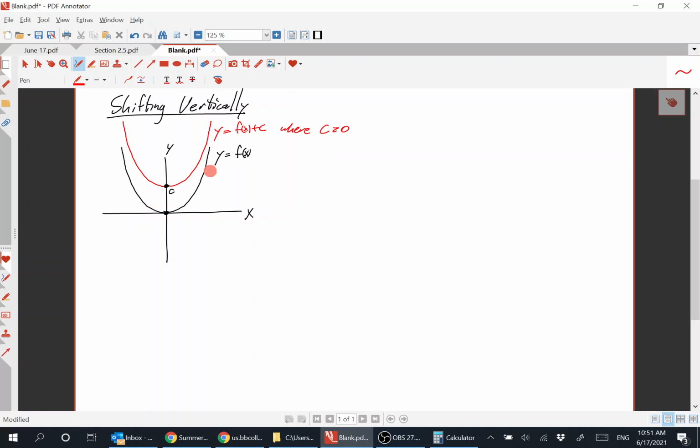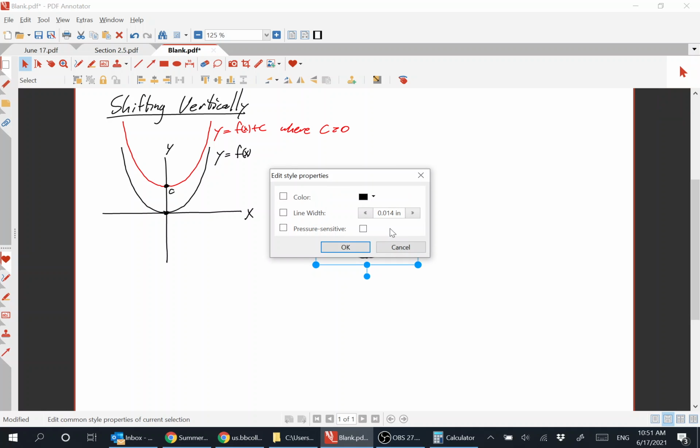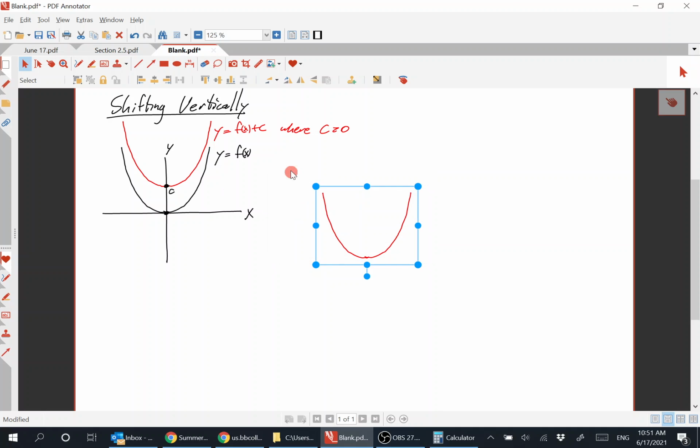Right, because all I did is I took the y values of the current graph and I added c to it in each case. And why does it look a little asymmetric there? I guess what I should do is move that over. Yeah, that's better.